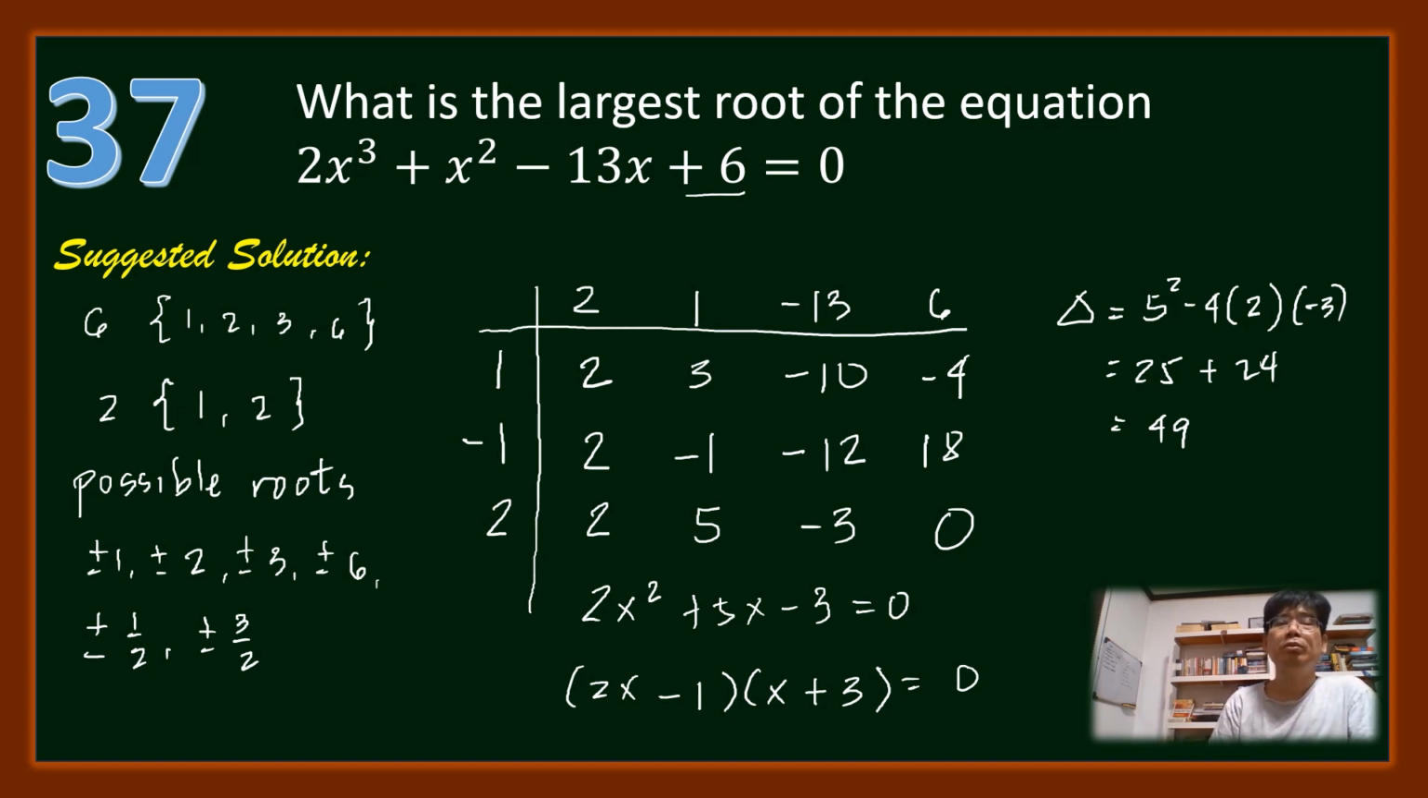From these two factors of the quadratic equation, we can get the other two roots. x is 1/2, also x is negative 3. Hence, of the three, 2 is the largest root of the given equation.